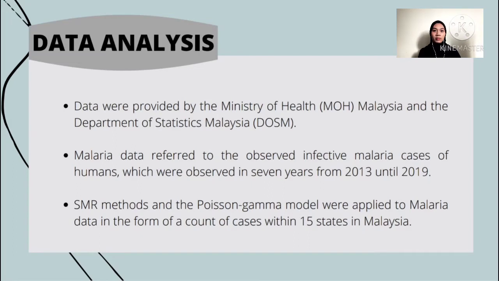Next is data analysis. Data were provided by the Ministry of Health Malaysia (MOH) and the Department of Statistics Malaysia (DOSM). The malaria data referred to the observed human malaria infection cases over 7 years from 2013 to 2019. The SMR method and Poisson gamma model were applied to malaria data in the form of count of cases within 15 states in Malaysia.